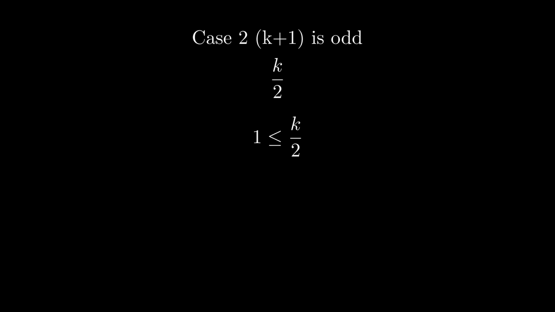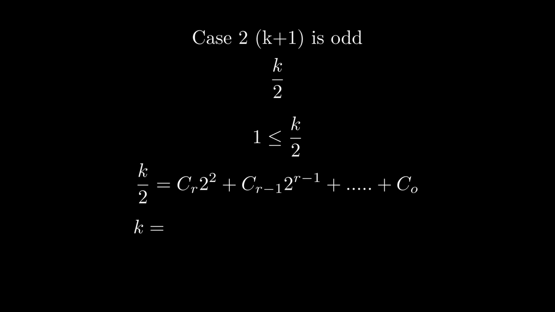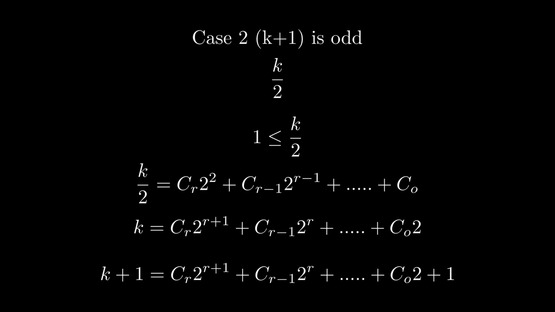The second case is when k plus 1 is odd. We choose k divided by 2. It can be represented by assumption, since it's less than k and bigger or equal to 1. We represent it and multiply both sides by 2 and add 1. We end up with the representation as a sum of powers of 2 in case of k plus 1 being odd. So regardless of k plus 1 being even or odd, it could be presented as a sum of powers of 2.